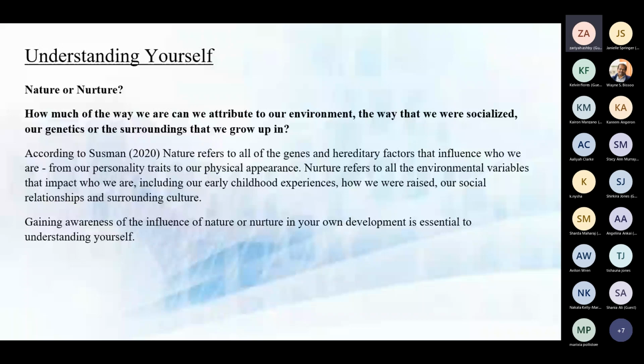According to Sussman, nature refers to all the genes and hereditary factors that influence who we are, from our personality traits to our physical appearance. And nurture refers to all those environmental variables that impact who we are, including our early childhood experiences, how we were raised, our social relationships, and surrounding culture. So becoming aware of the influence of either nature or nurture in your own development is essential to understanding yourself, understanding who you are. But let's try to understand the concept of nature or nurture first.